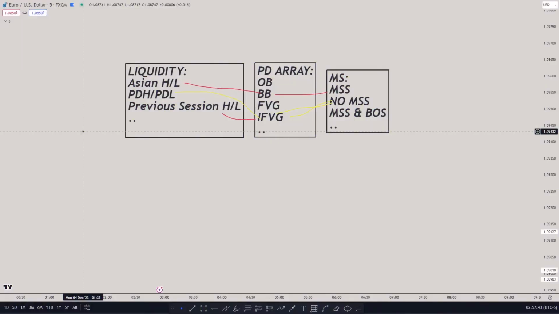So hopefully you guys learned something new. You learned that all of those setups and strategies are just making you confused, and they're almost all the same.